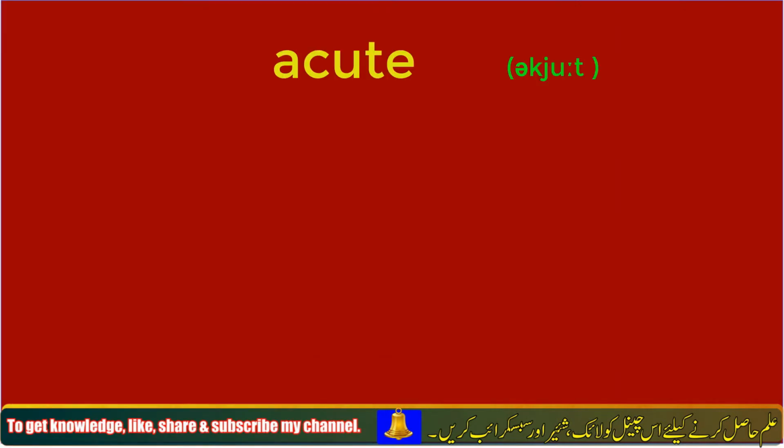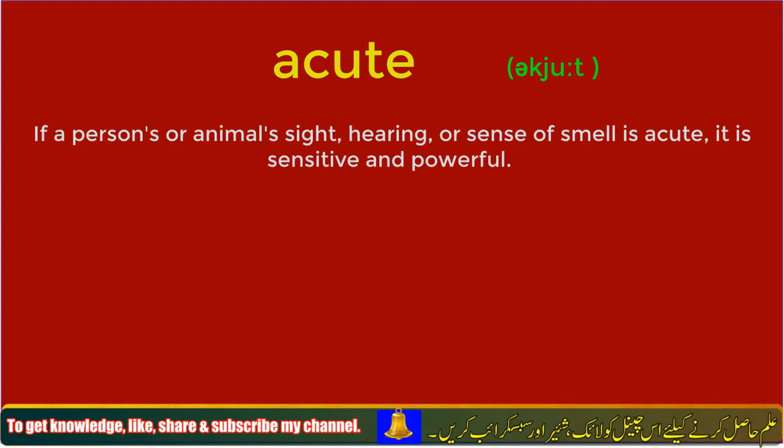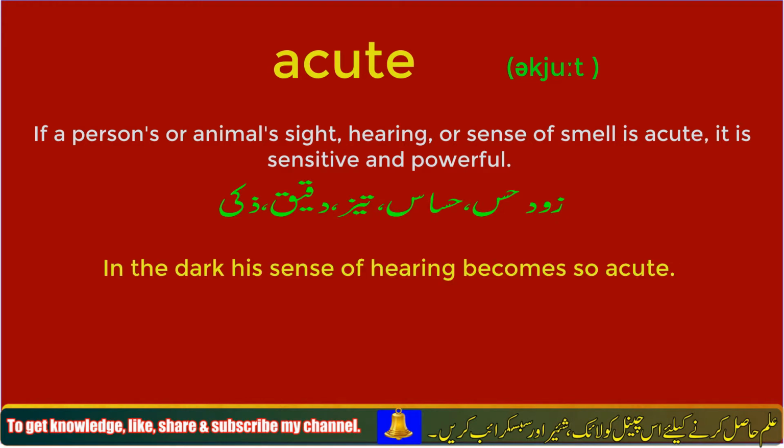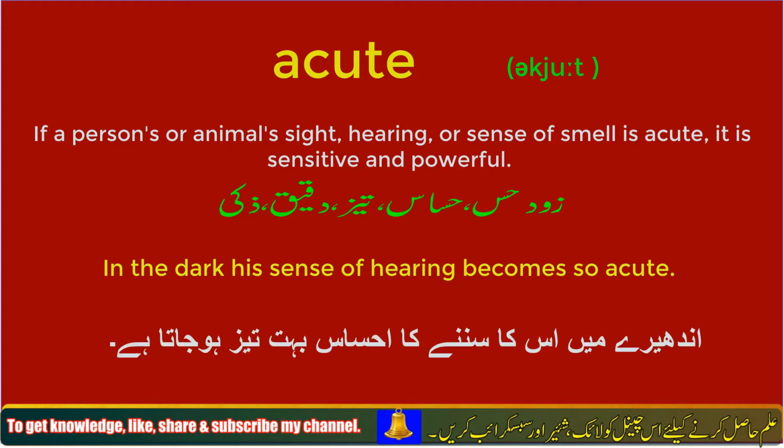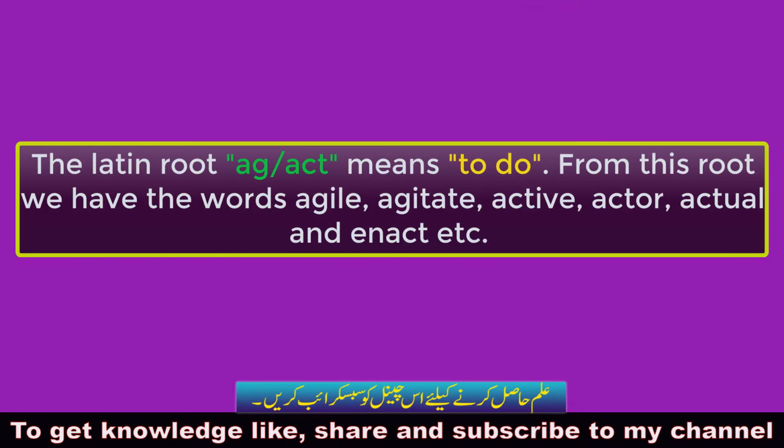Acute. If a person's or animal's sight, hearing, or sense of smell is acute, it is sensitive and powerful. In the dark, his sense of hearing becomes so acute. The Latin root ag/act means to do. From this root we have the words agile, agitate, active, actor, actual and enact etc.